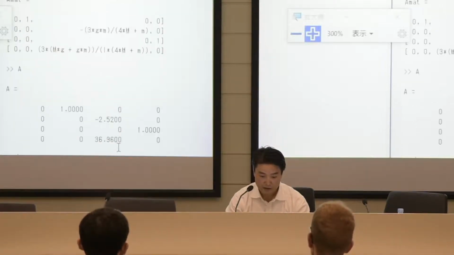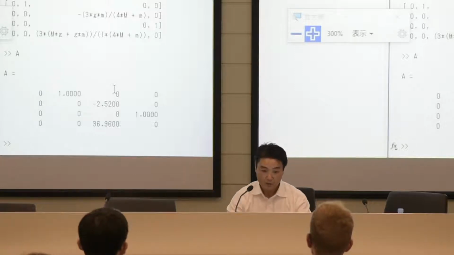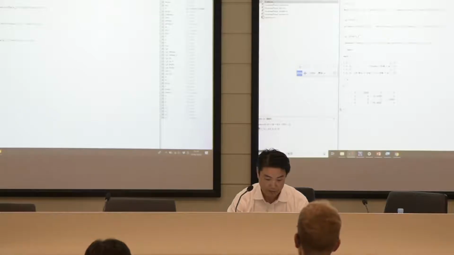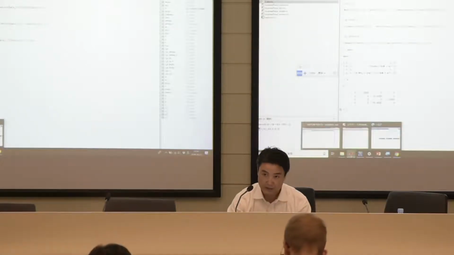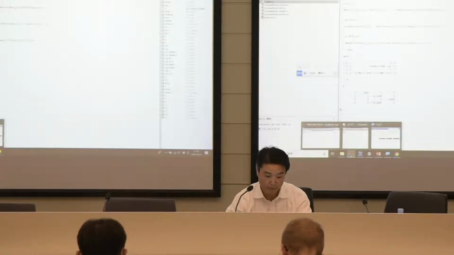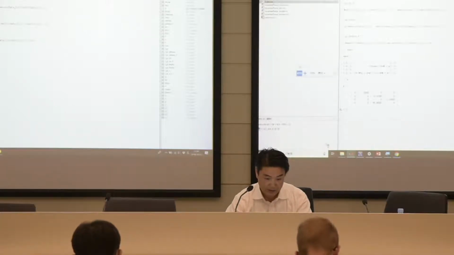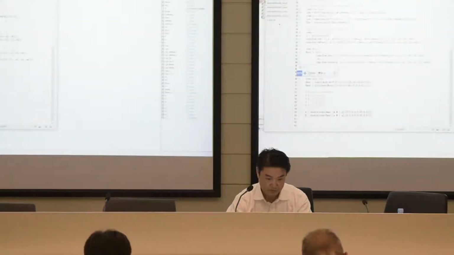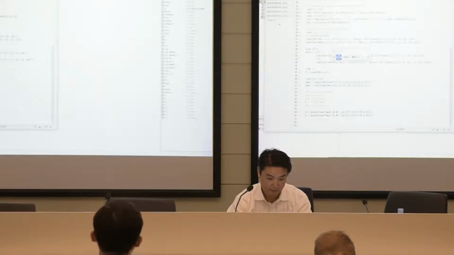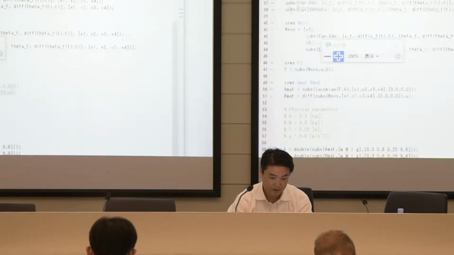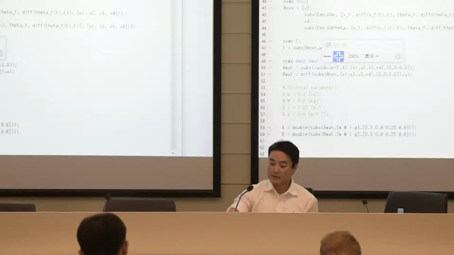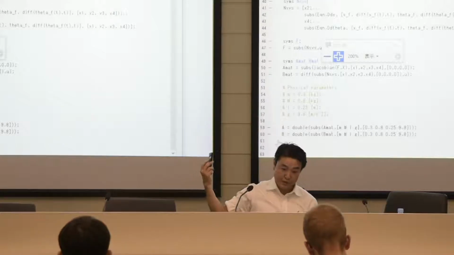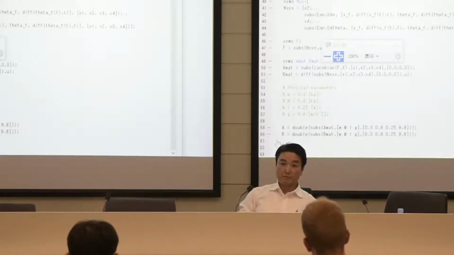And in A, it's already numerical. What I did is use the command called double. Double means the double precision number. Before that, this A was sort of symbolic data. Now this A and B are the matrices of your linear system.